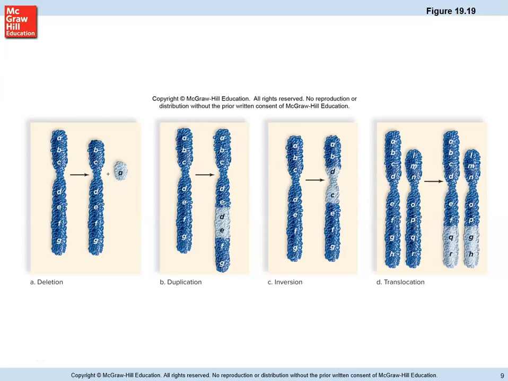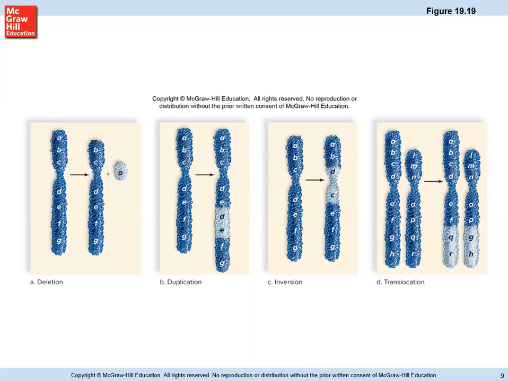A duplication occurs when you accidentally copied a piece that wasn't supposed to be copied. In this case, we ended up with A, B, C, D, E, D, E, F, G. So we had 2 DEs in there. And that was extra material. It gets in the way, it breaks up the proper flow, and that's a problem too.